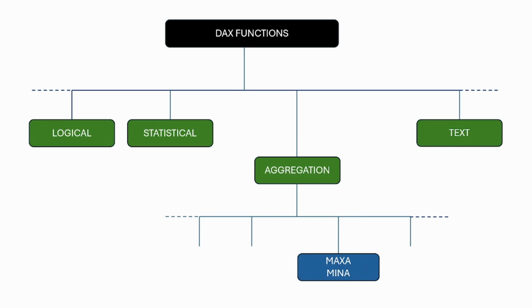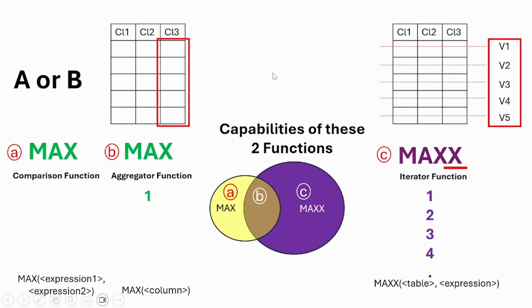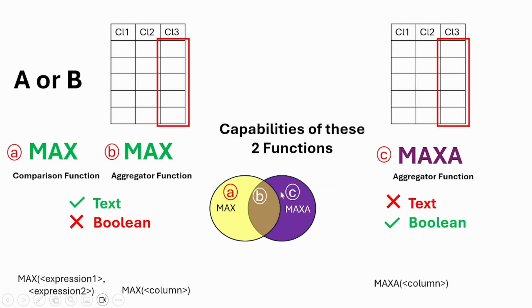DAX functions work. A while ago, we had created a video about the MAXX DAX function, and we had made a comparison between MAX and MAXX. Comparing these two DAX functions is like comparing apples and oranges. I would request you to watch that video in order to learn more about MAXX. Whereas for MAXA, the comparison is a bit different. This time around, we are comparing apples with apples.